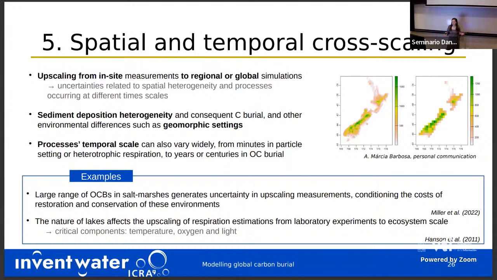So I just gave some examples here where Peter and others say that a large range of organic carbon burial rates in salt marshes generates uncertainty in upscaling measurements. So this conditions the costs of restoration and conservation of those environments. And Hanson and others said that the nature of lakes affects the upscaling of restoration estimation from laboratory experiments to the regional scale, because there are critical components like temperature, oxygen, and light that vary extremely in spatial and temporal scales.